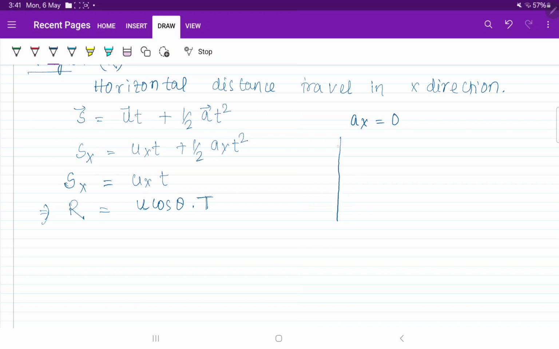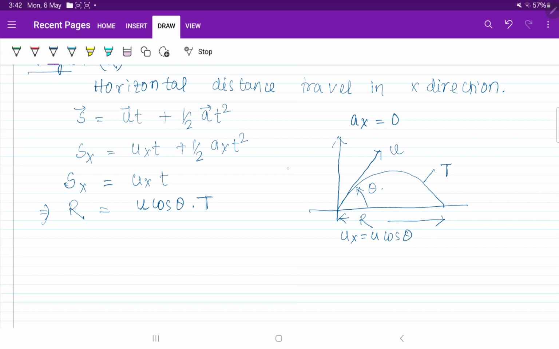For more illustration, let's once again draw that. It is the horizontal distance known as range, and the total time required is the time of flight, and u is the initial velocity which makes an angle theta, and it has two components. The ux component is u cos theta and the uy component is u sin theta.